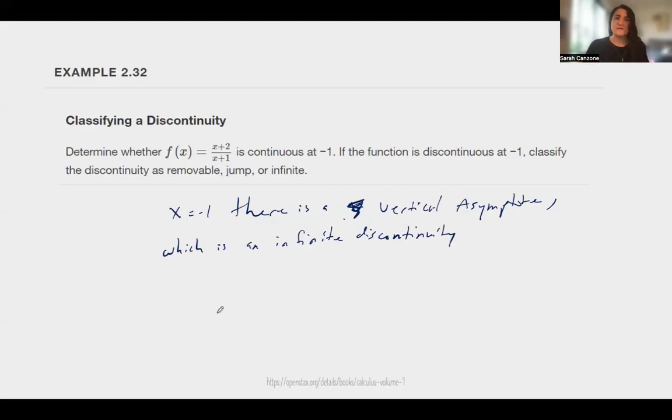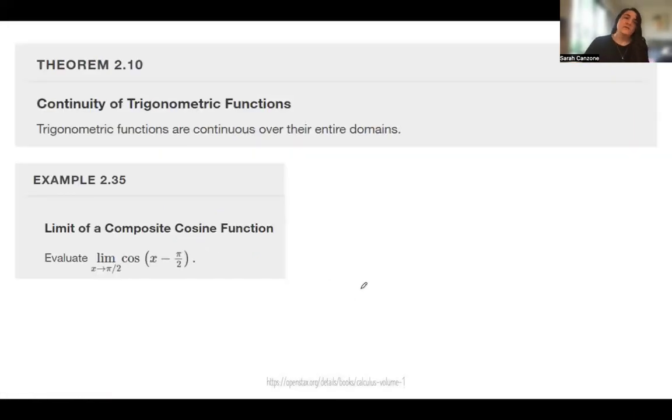So I think, again, these aren't too bad. Just classifications, pretty straightforward. All right, now we're just going to shift gears a little bit. There's a theorem that says trig functions are continuous over their entire domains, which I think we probably could have said knowing what the trig functions are. And the key here is the entire domain part.